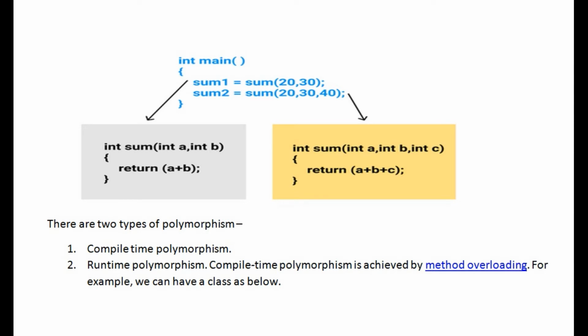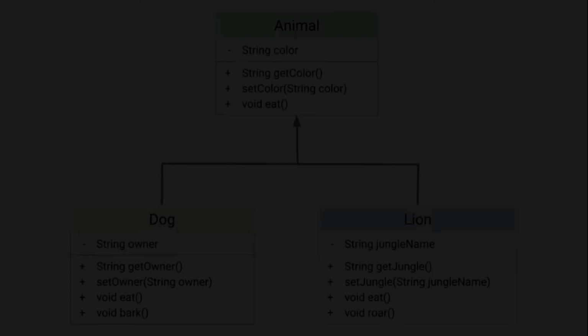For example, we have to write a function to add some integers. Sometimes there are two integers, sometimes there are three integers. We can write the addition method with the same name, having different parameters. The concerned method will be called according to the parameters. Polymorphism is extensively used in implementing inheritance. There are two types of polymorphism: compile time polymorphism and runtime polymorphism. Compile time polymorphism is achieved by method overloading.